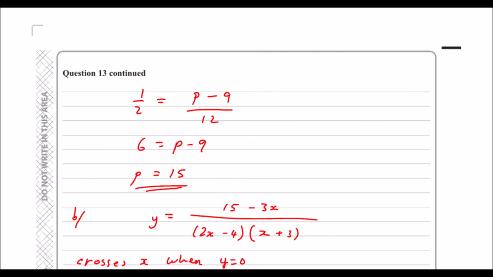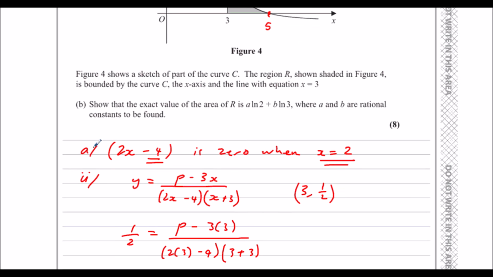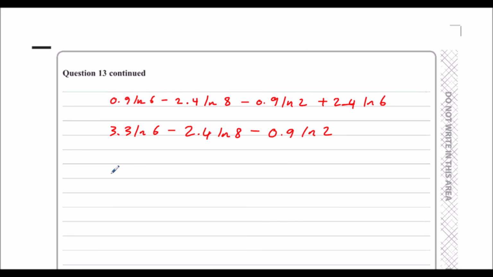Now what do we want? We want a ln 2 plus b ln 3. So how can we change these? We can change ln 6, it's a log, so to 3 plus 2. So 3.3 (ln 2 plus ln 3). So ln 2 plus ln 3 is the same as ln 6, 2 3s are 6. And ln 8 we can change to 2 cubed. So minus 2.4 ln 2 cubed. And this is log e 2 cubed, so the 3 can jump down to the front, and that'd be 3 2.4s.